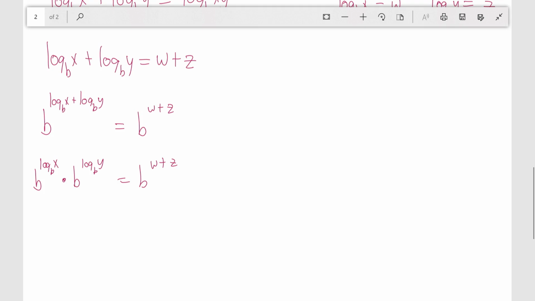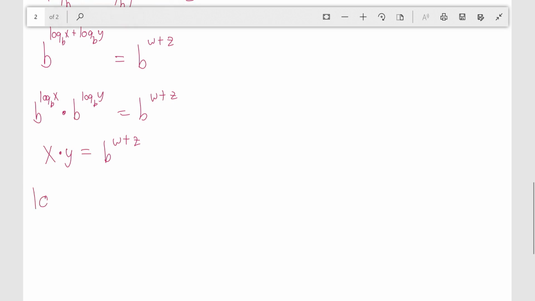Now, if you remember the definition of a log, if I take a number and raise the base to the power of log of that number, those are inverse operations, and I'm just going to end up with x. And here, the same thing. So I end up with x times y equals b to the w plus z. And then lastly, I'm going to take the log base b of both sides. So I have log base b of x times y equals log base b of b to the w plus z.